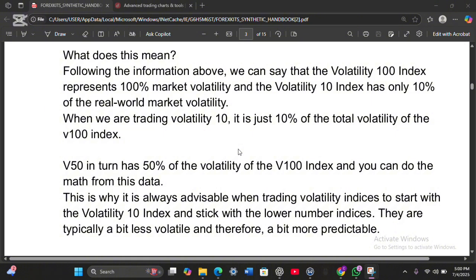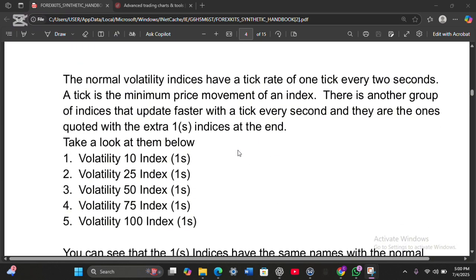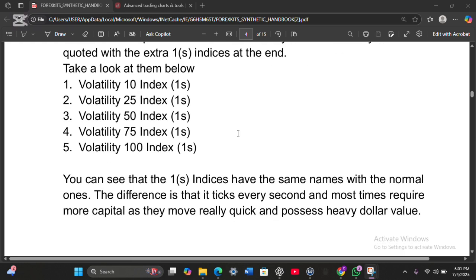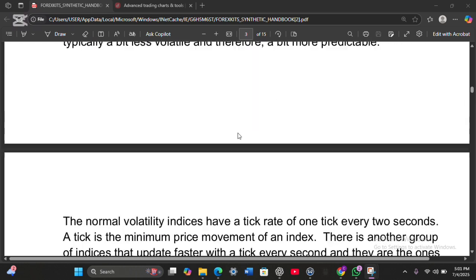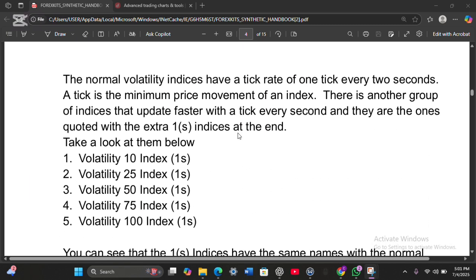So volatility is just the rate at which something goes up and down. So I'm just going to leave this note out. These are just a few of the instruments available that you can trade under the synthetic indices. Examples are volatility 10, volatility 25, volatility 50, volatility 75, volatility 100. The ones that have this 1s at the back are more volatile, and there are ones that don't have it. But we'll go into that as we go on, and I'll explain better.